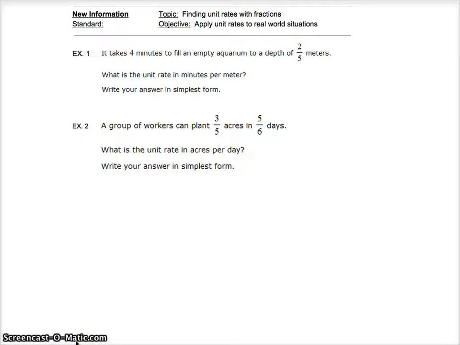Alright, welcome to the next video on unit rate and with fractions. So again, we're going to find our unit rate and then we're going to use fractions to solve the problem. So let's check it out.